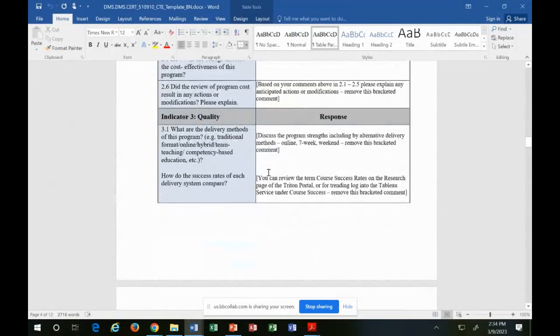And then the quality of the program. As soon as somebody tells me what happens in 2020, I'm just thinking about COVID. Maybe your program was affected in a way. Maybe now you do some more online classes.